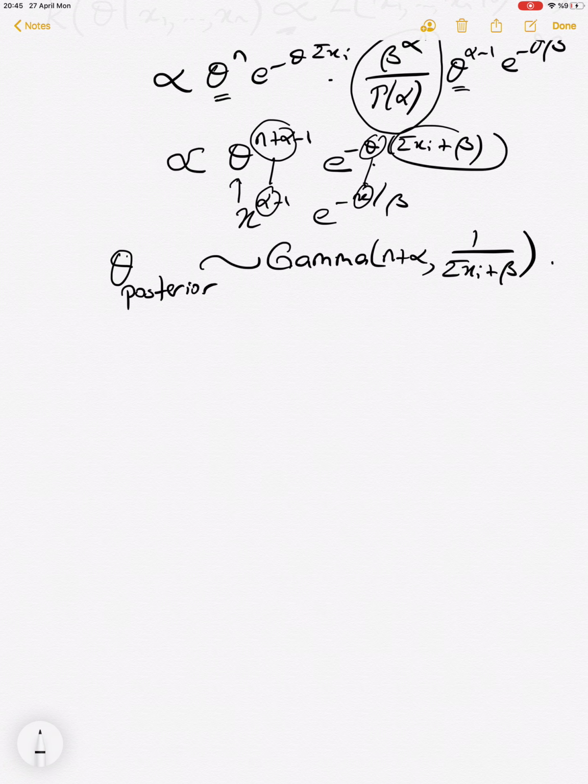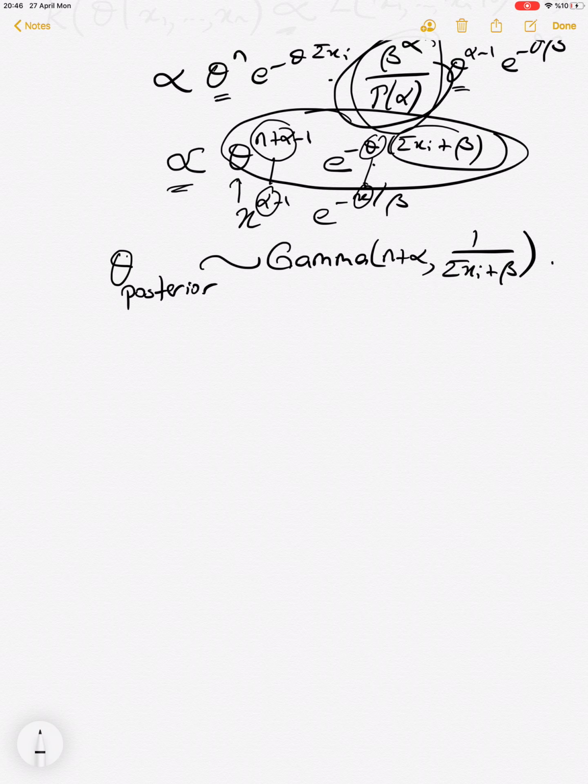If you cannot recognize this distribution as gamma, you cannot use this proportional approach. You have to calculate the integral of this whole quantity with respect to theta, and then find the constant parts of the gamma distribution after that calculation. So it will be mathematically time consuming. It's not hard, but if you use this approach it's much easier to get the results.